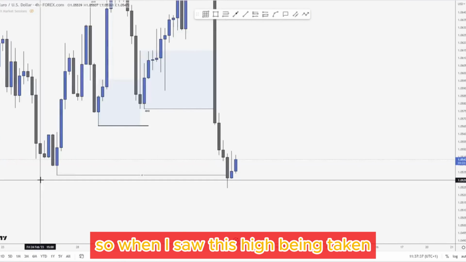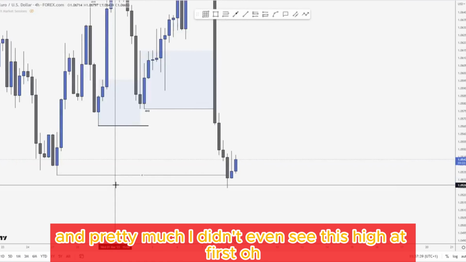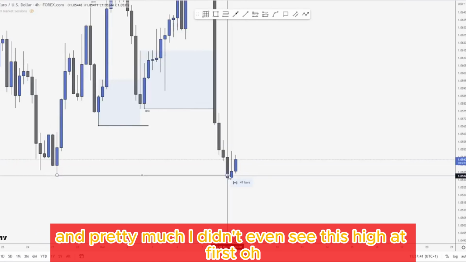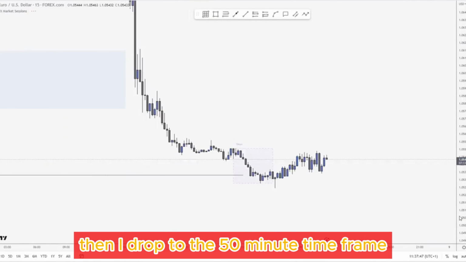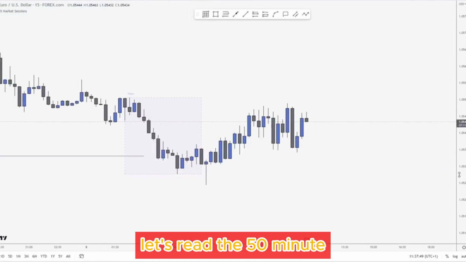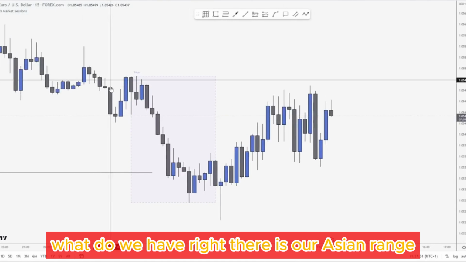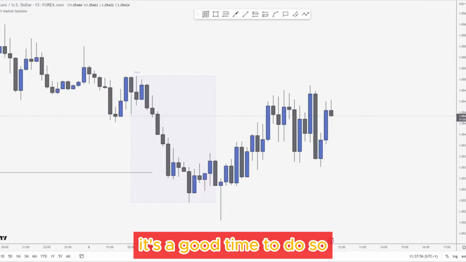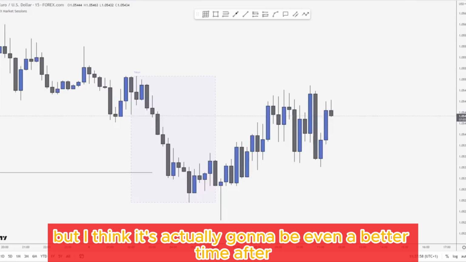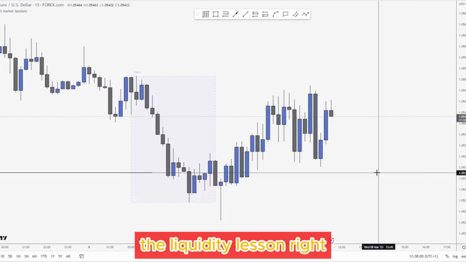So when I saw this high being taken, and pretty much I didn't even see this high at first. Oh, the market is at a lower low. Cool. What are my options to either continue flowing with the market down or look for a counter trend? Then I drop to the 50-minute time frame. Let's read the 50-minute. What we have right there is our Asian range. So if you haven't watched my Asian range video, it's a good time to do so. But I think it's actually going to be even a better time after the liquidity lesson.